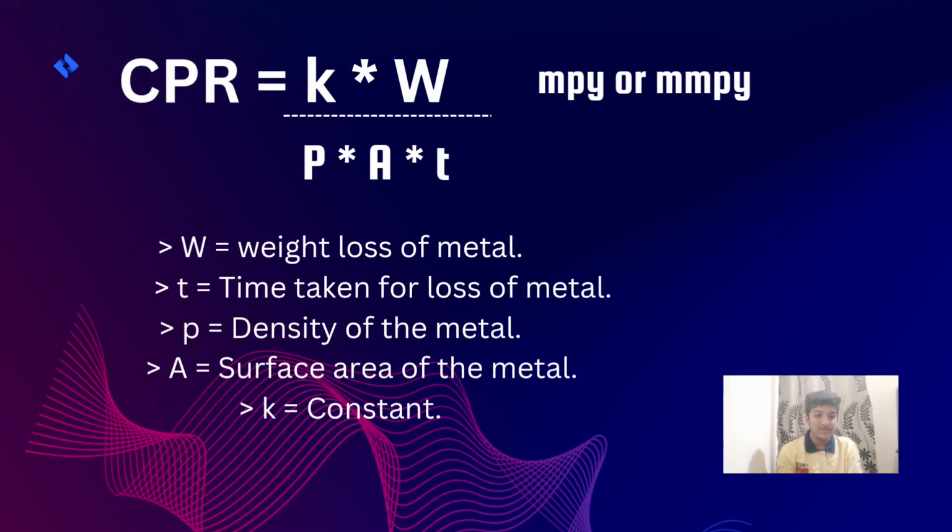The formula of corrosion penetration rate is CPR equals K into W divided by rho into A into T, in MPY or MMPY, where W indicates the weight loss of metal, T indicates the time taken for loss of metal, rho indicates the density of metal, A indicates the surface area of the metal, and K indicates the constant. So this is the formula to calculate the CPR.